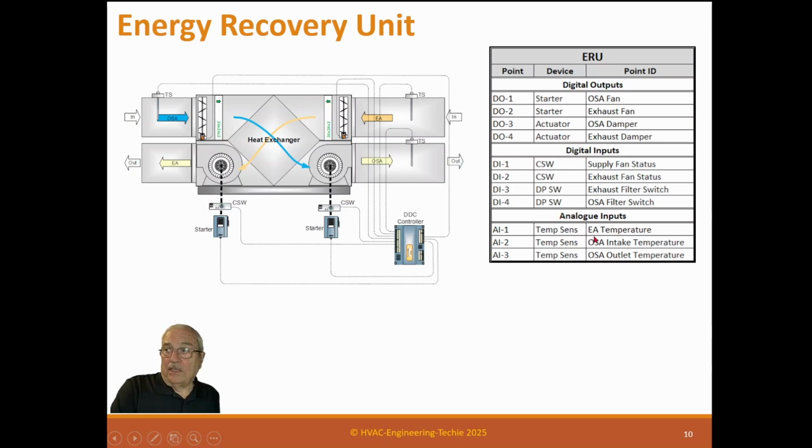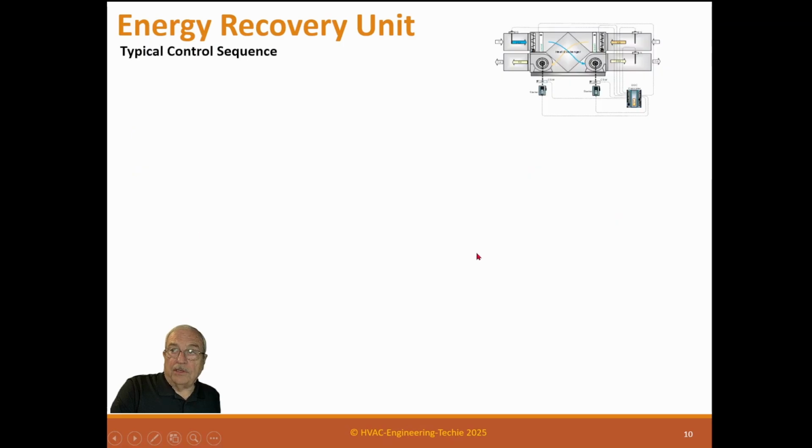And then the analog inputs are the exhaust air temperature, outside air intake temperature, and the outside air outlet temperature. Now what we're doing there is we're able to calculate the energy saved or the energy captured by that, because we know what this temperature was and we know the temperature difference here. And this temperature difference here is actually the energy that we've been able to recapture. So that's an energy recovery unit.